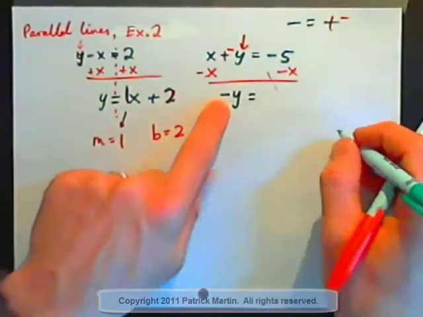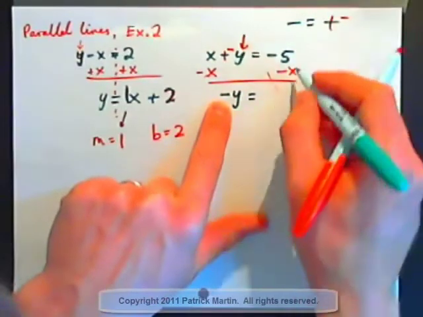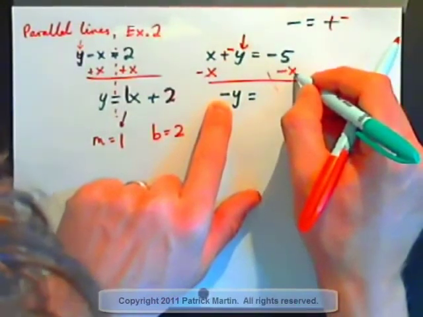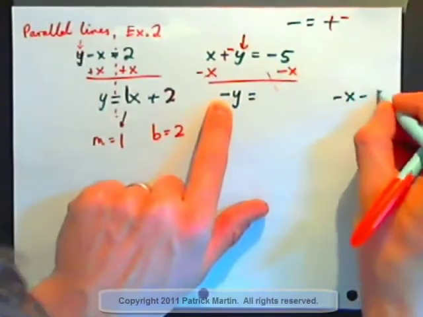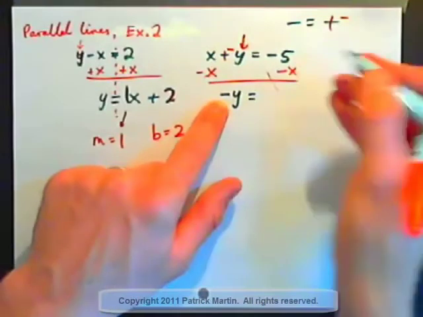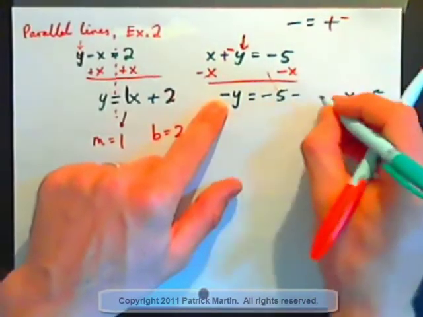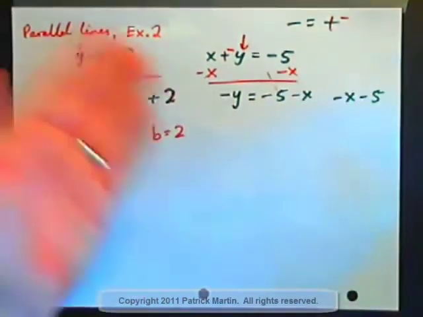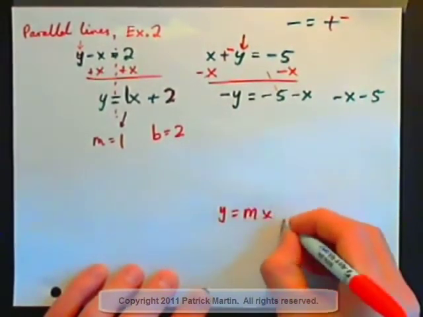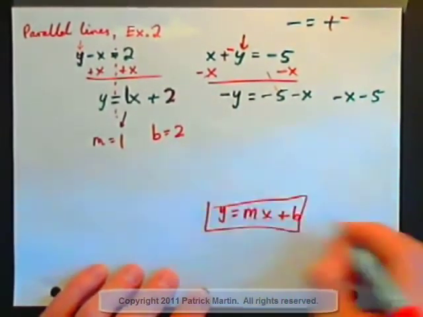Don't forget, you have to have the negative on the left-hand side there, right? And this is equal to negative 5 minus x, okay? Which is the same thing as negative x minus 5. And you should write it like that, because that's the same thing. No problem to write negative 5 minus x, but it's just better to write it in this form in the end. y equals mx plus b, right?